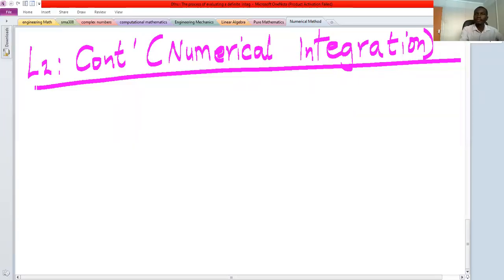Welcome to this session. As promised in the previous session, we are going to discuss a numerical integration formula based on Newton forward interpolation formula.